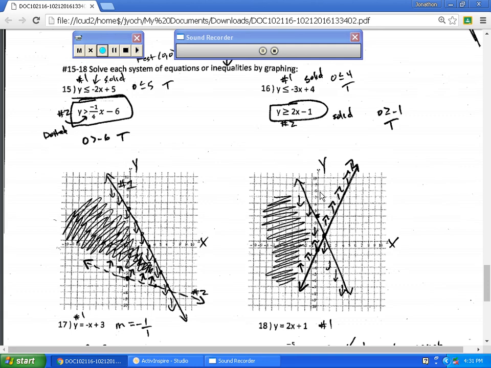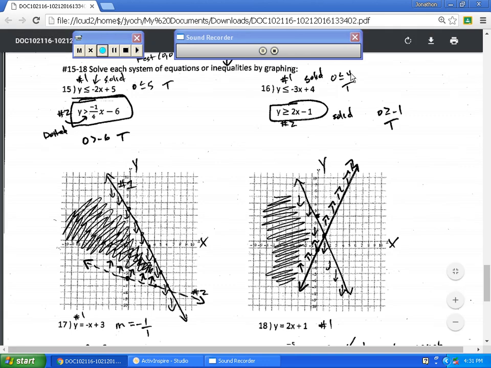Next one, first equation, y-intercept of 4 right here, go down 3 over 1. It is a solid line. If I plug 0 in for x, 0 in for y, I get the statement 0 is less than or equal to 4. That is true. 0, 0 is below that line. That's why I shade below the line.